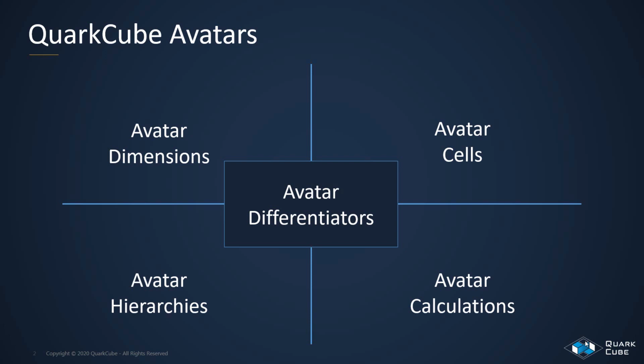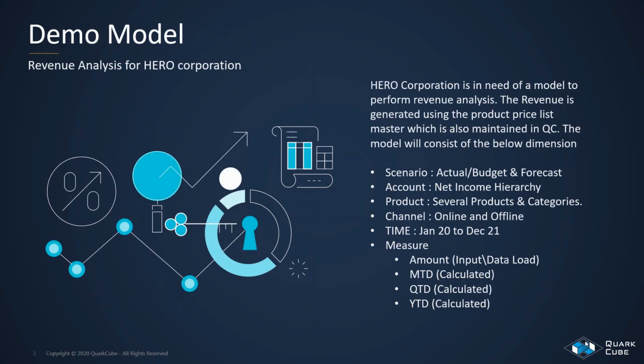But before that, a little theory on how the avatars become possible in QuarkCube. What are the foundational elements based on which the avatars work? Now, I'll explain it using a business model, which many of you should be familiar with in case you have watched my previous video. So let's take the case of an imaginary company called Hero Corporation, who have a business model to analyze their revenue. And the model has 5 dimensions: scenario, account, product, channel, and finally the time dimension.